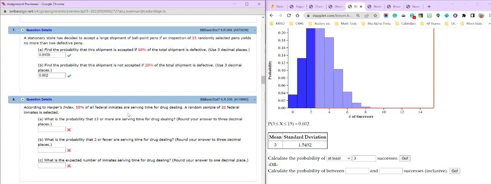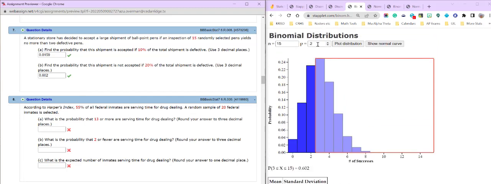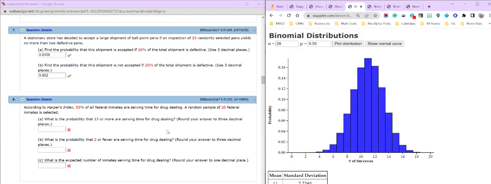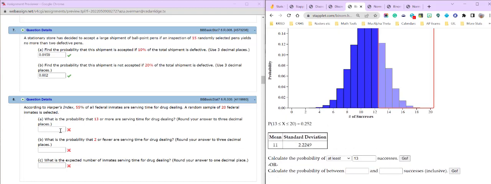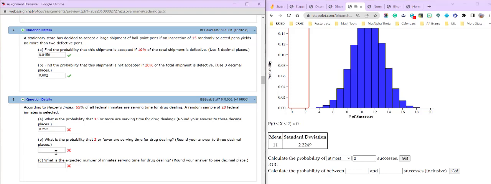All right, according to Harper's Index, 55%, oh, I bet you that's the P, 0.55, of all federal inmates are serving time for drug dealing. We take a random sample of 20, plot distribution. What is the probability of 13 or more? So that means at least 13. Go. 25.2% or 0.252. What is the probability of 2 or fewer? At most 2. 0 pretty much. I'll just do 0 here.